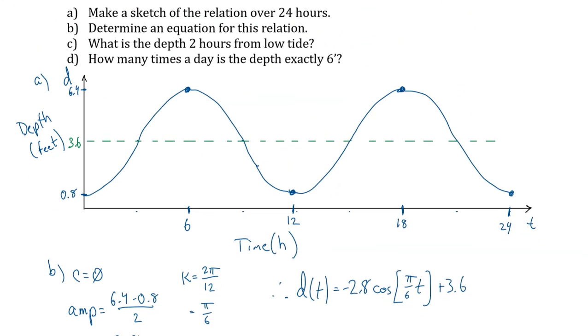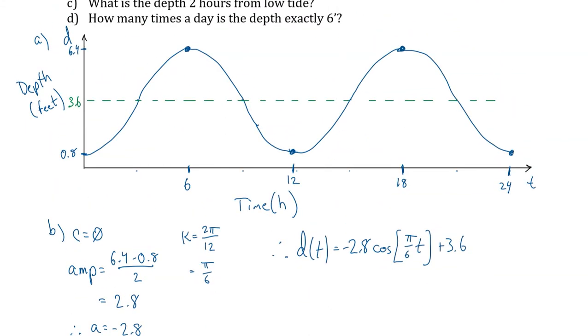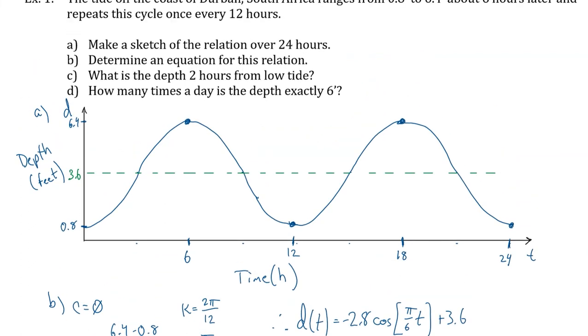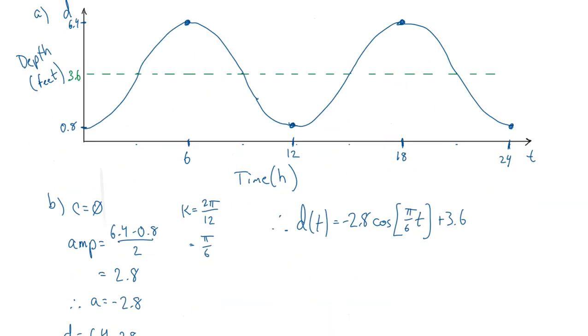Question C, what is the depth 2 hours from low tide? The fact that we started our graph at low tide and our equation starts at low tide is going to make that easy. This question didn't say we had to sketch starting at low tide, so I chose to do that. We could have started at high tide. I think in the practice, one of the questions says starting from low tide or high tide, and the other one doesn't, so you get to choose. But because question C says what is the depth 2 hours from low tide, our equation is already set up for that. If we had done our equation starting at high tide, we would have had to think a little bit to figure out what 2 hours after low tide would be. So it's something to be mindful of.